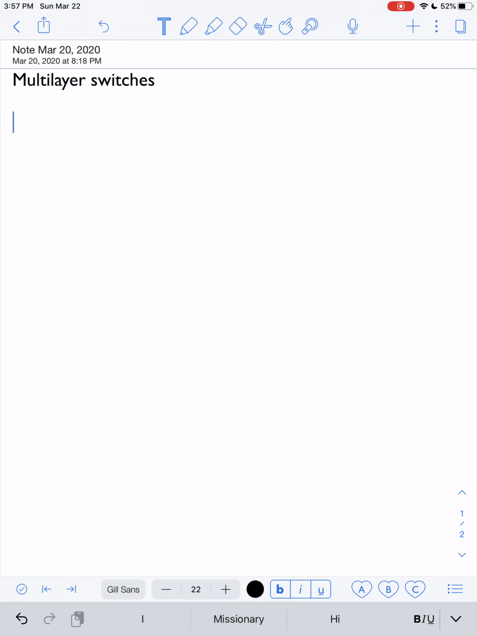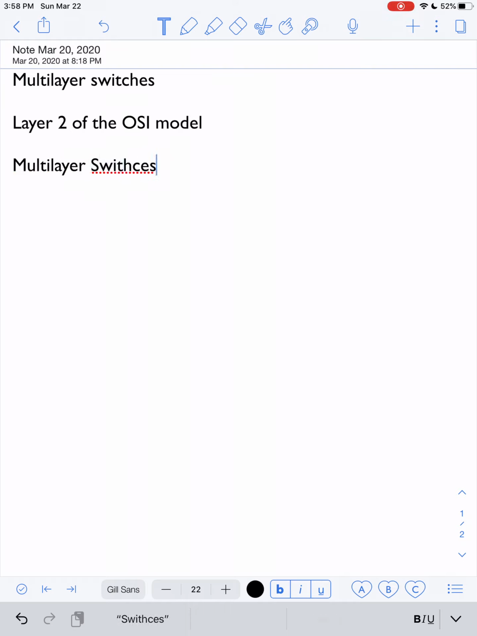Now, in the past, we've talked about switches working at layer 2 of the OSI model. There are a class of devices, and we call them multi-layer switches, that can work at multiple layers. So again, commonly, switches are layer 2. This is a standard switch.